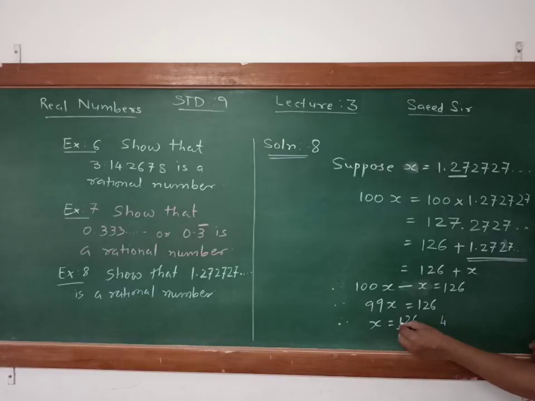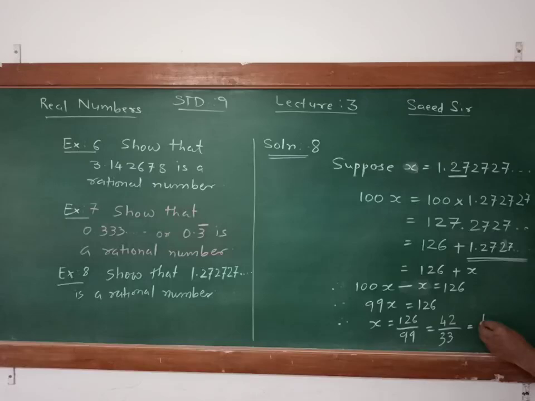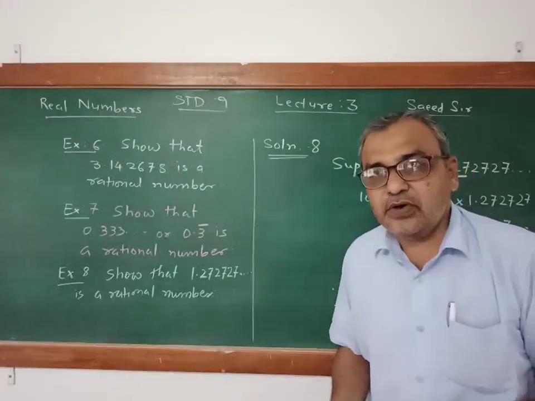It is 42, and 99 is divisible by 3, so this is 33. Now again this is divisible by 3. So 3 ones are 3, 3 fours are 12, and 11. So this is in the form of 14 upon 11.